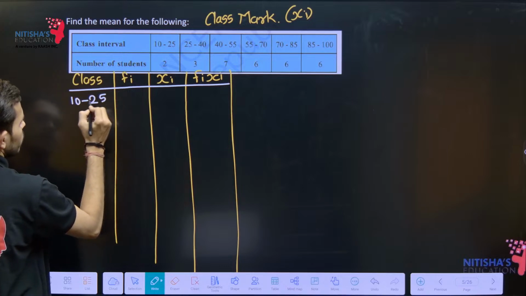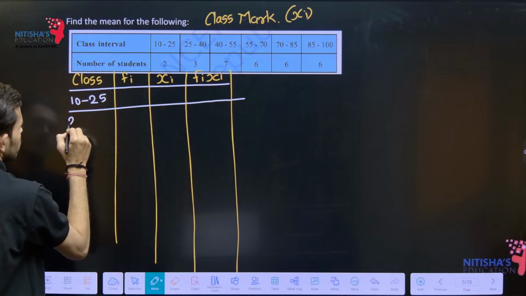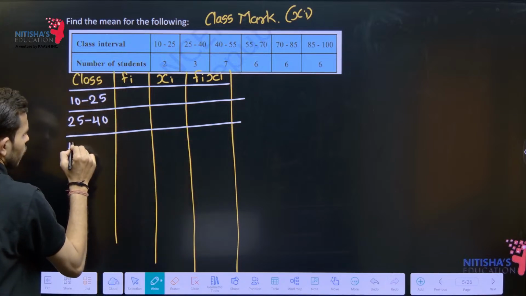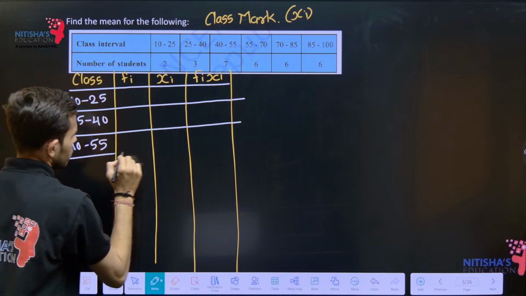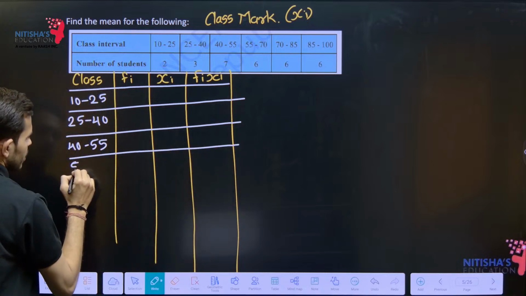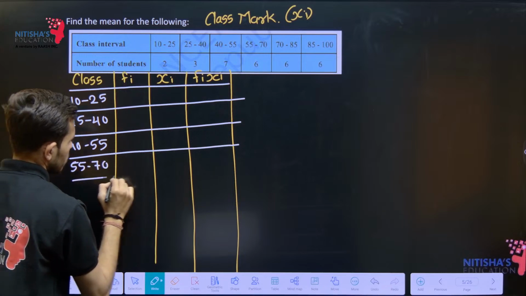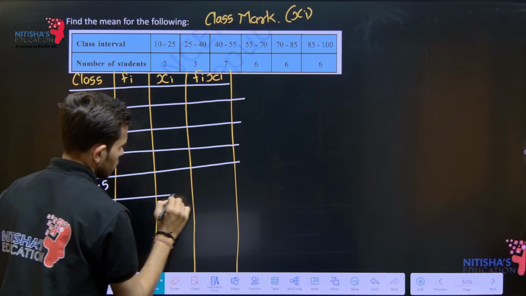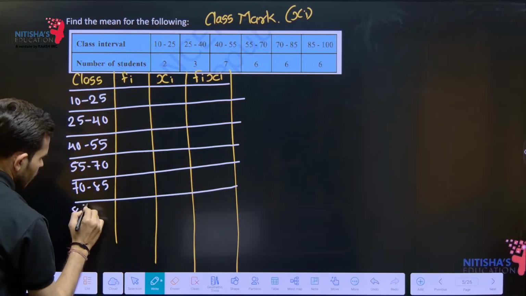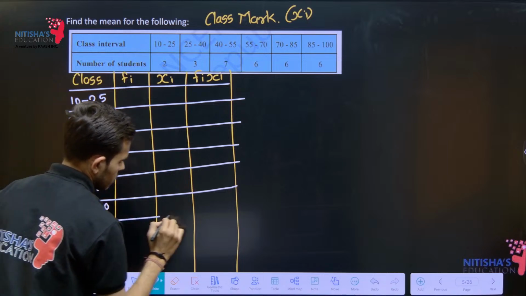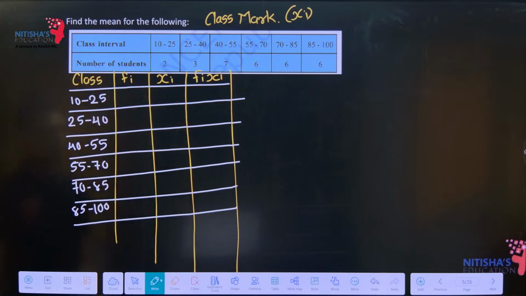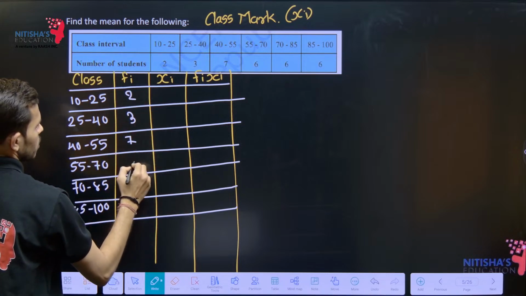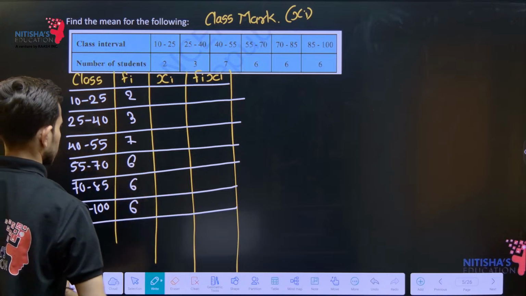Done. Now the classes are 10 to 25, then 25 to 40, then 40 to 55, then 55 to 70, then 70 to 85, then 85 to 100. We have the frequencies 2, 3, 7, 6, 6, 6.